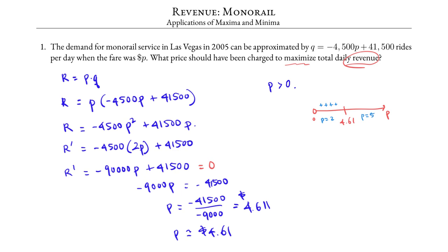Similarly, if we pick any number in the interval 4.61 to infinity, we will see that the sign of the first derivative will be negative. In this case, we plug in 5 into R prime. Negative 9,000 times 5 plus 41,500 will be negative. What this is telling us is that the revenue function is increasing up to 4.61 and then starts decreasing. This gives us the maximum value. They should charge $4.61 per ride.